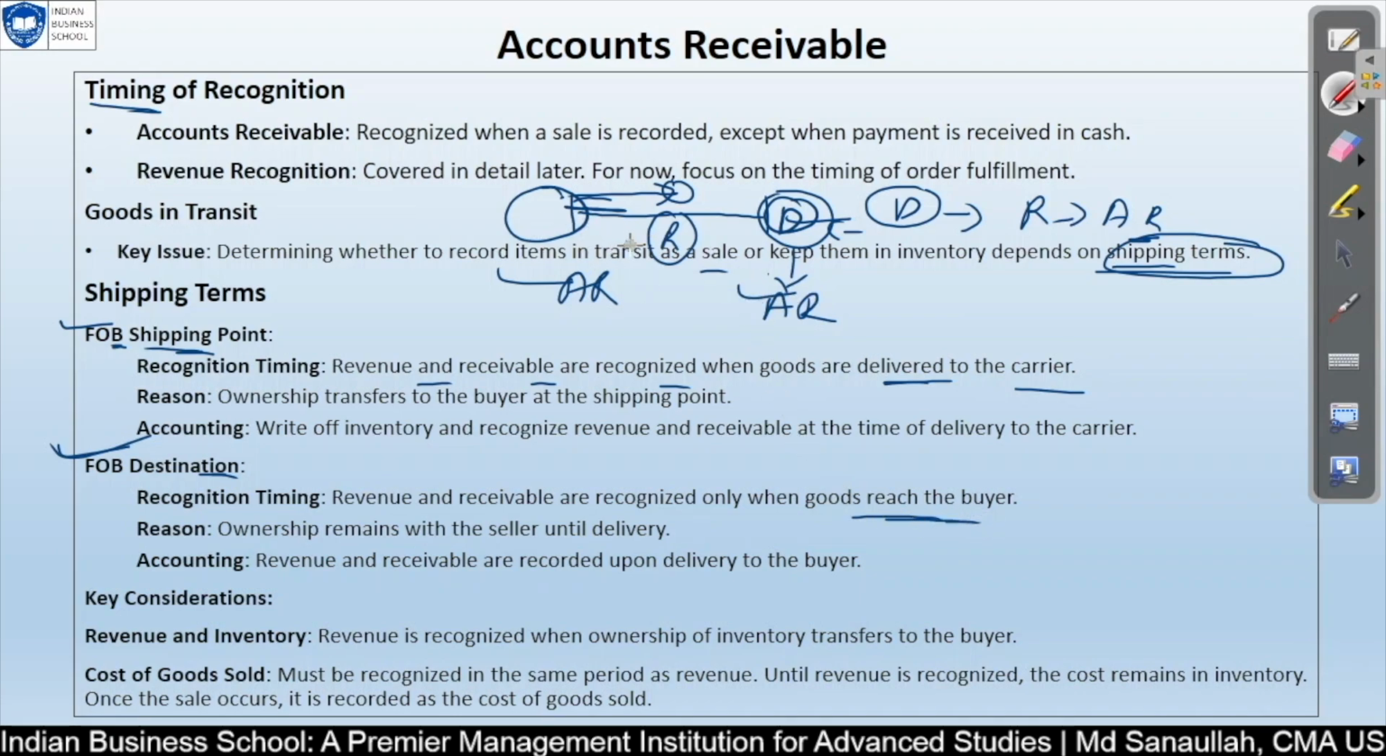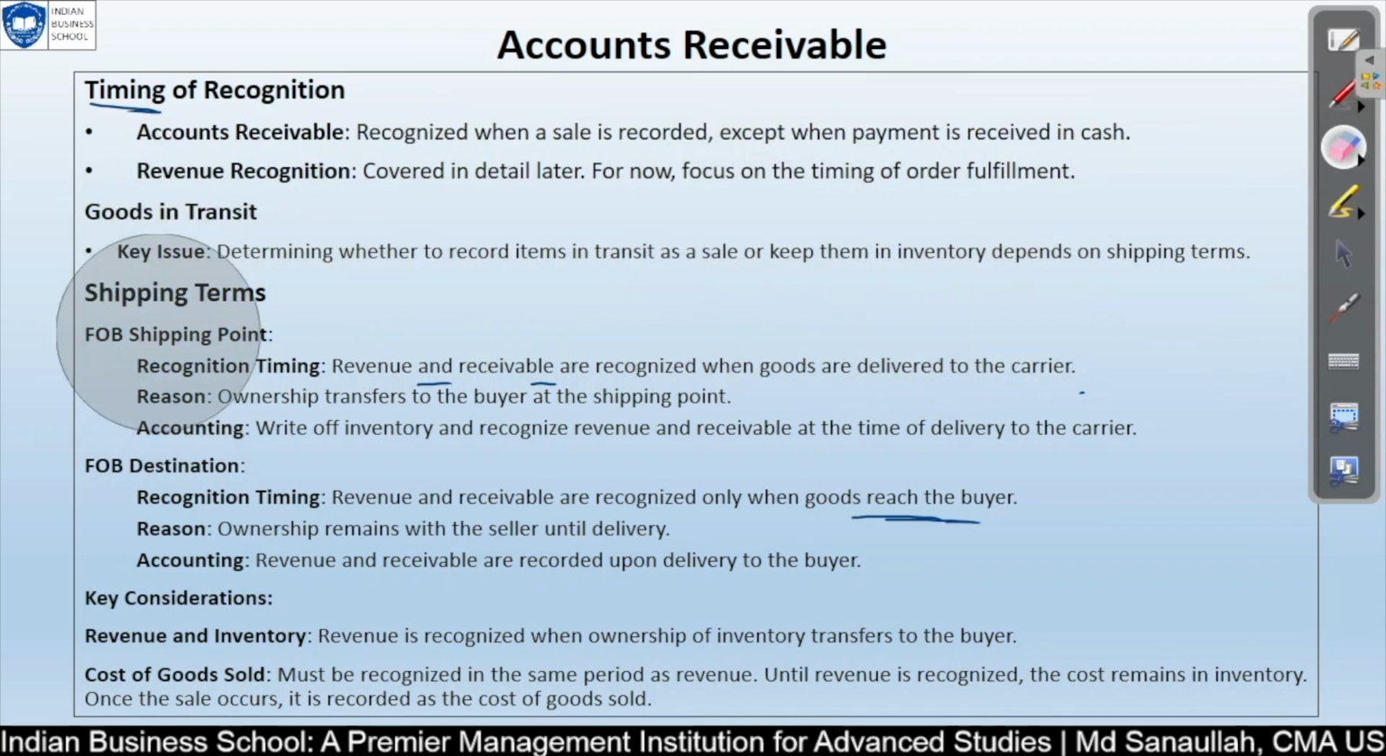Even though you are shipping your product through a carrier, and the person who is taking your goods here then delivers them there, still at that time you will not be able to recognize it, because of your shipping term. So account receivable recognition is purely based on your shipping term. There are only two terms: free on board shipping point and free on board destination. Whichever your term is, based on that you will recognize your account receivable.